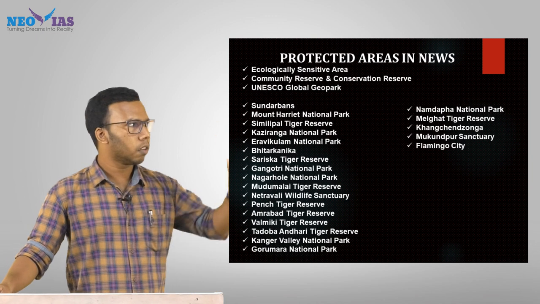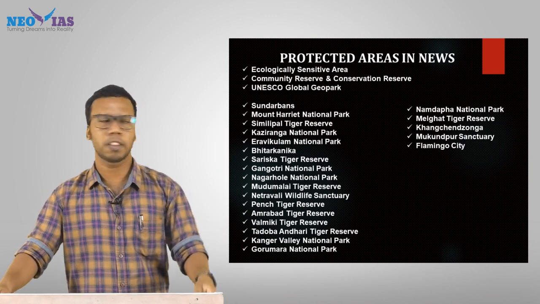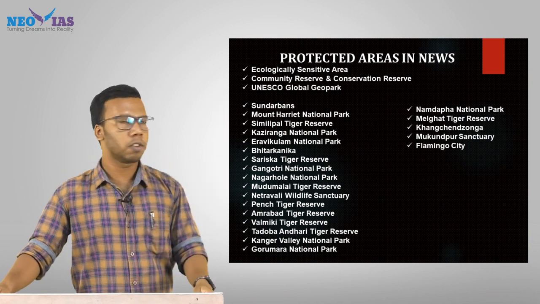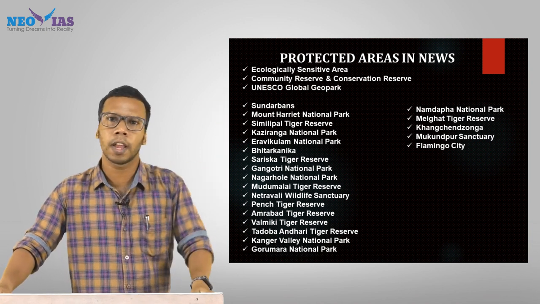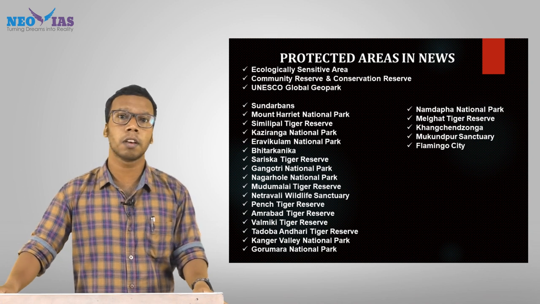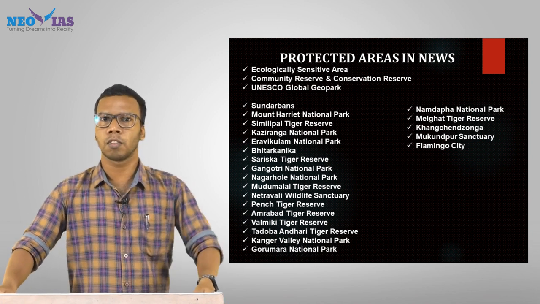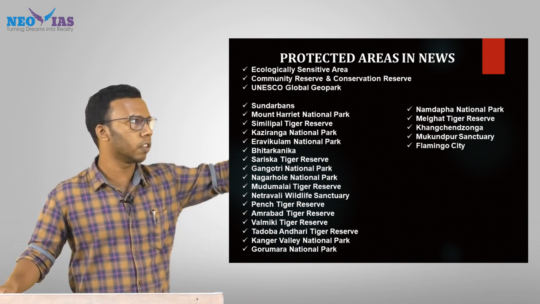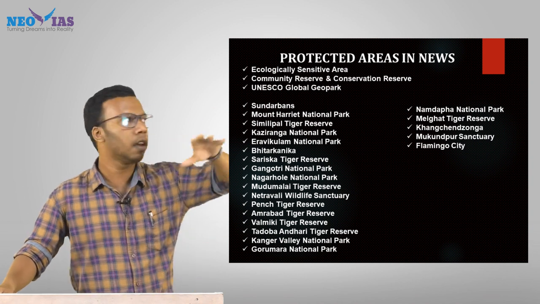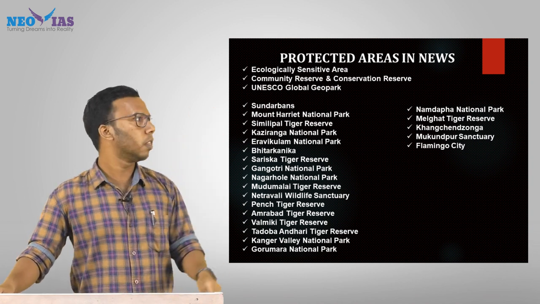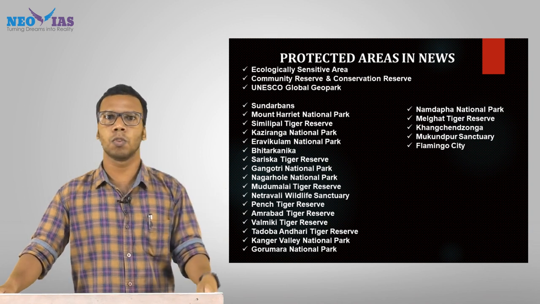Now here are the protected areas which were in news. First of all, ecologically sensitive area was in news. Regarding the Western Ghat protection, and regarding the Madhav Gadgil report and Kasturirangan report, you might have heard about this word, ecologically sensitive areas. So you need to know what this is. Then community reserve and conservation reserve were also in news.